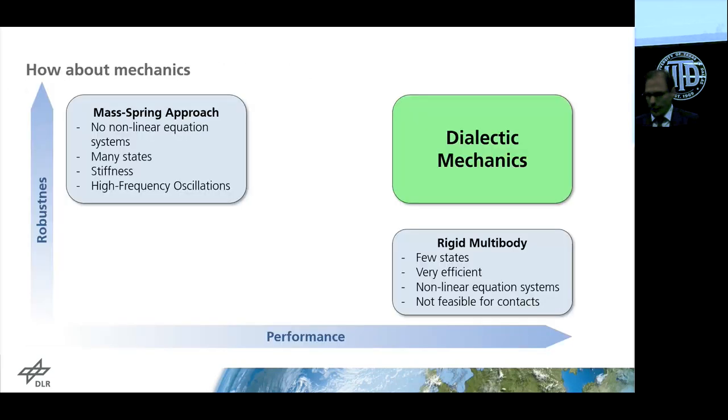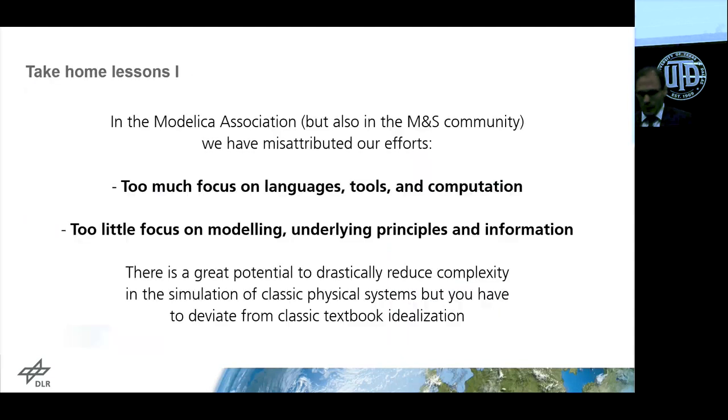Okay, but again, I will call that dialectic mechanics for reasons I will explain someday later. So I want to conclude, I hope I'm not too early, but we have more time for discussions and questions. From my point of view, and maybe my view is isolated and I'm the only one with this opinion, I think we have somewhat misattributed our efforts in the Modelica Association. We had too much focus on language, tools, and computation, and too little focus on modeling, underlying principles, and information. Especially the information point I really need to stress. You need to make sure that your components have sufficient information so that you can solve the composed system. You need some sort of morphology for that, otherwise you can't say anything and you're down to luck.